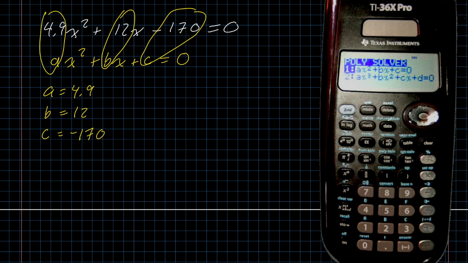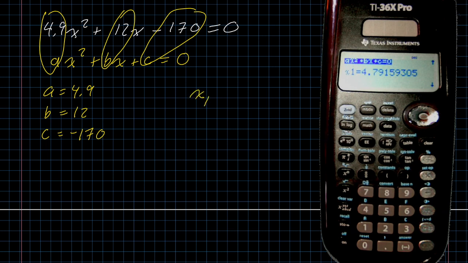So if I choose PolySolver, hit enter here, it will ask me the value of A. I'll plug in 4.9. It will ask me the value of B. I'll put in 12. It will ask me the value of C. I'll put in negative 170. It will now ask me if I want it to solve. I will hit enter to tell it, yes, I do want it to solve. And it will give me a solution.